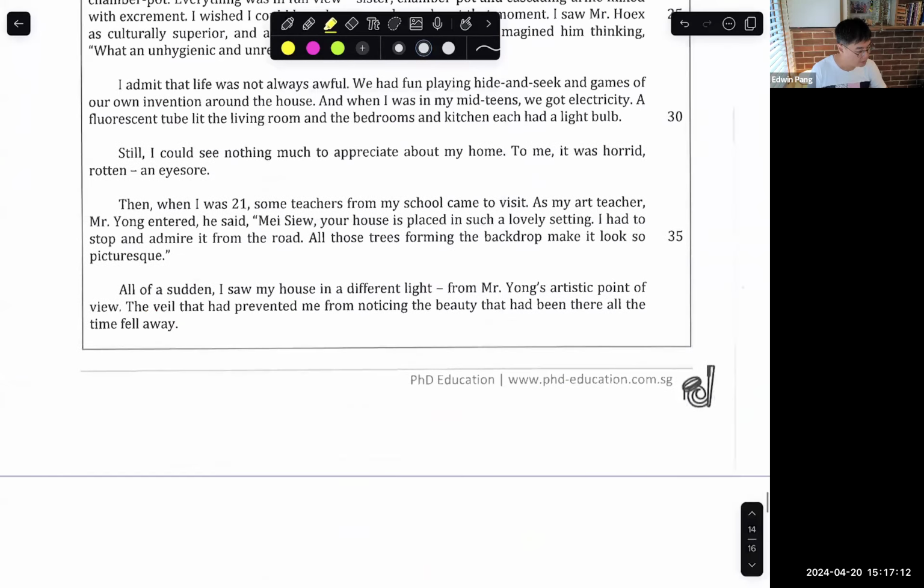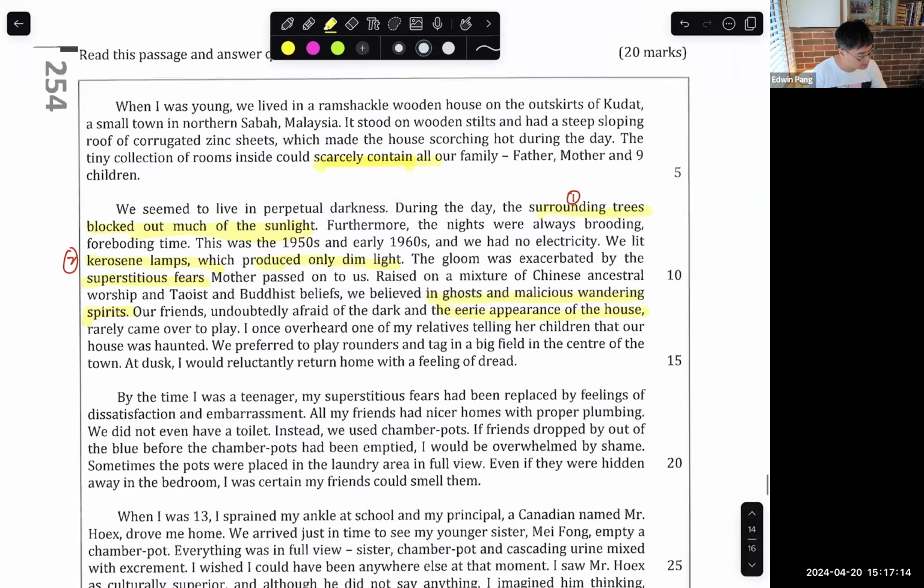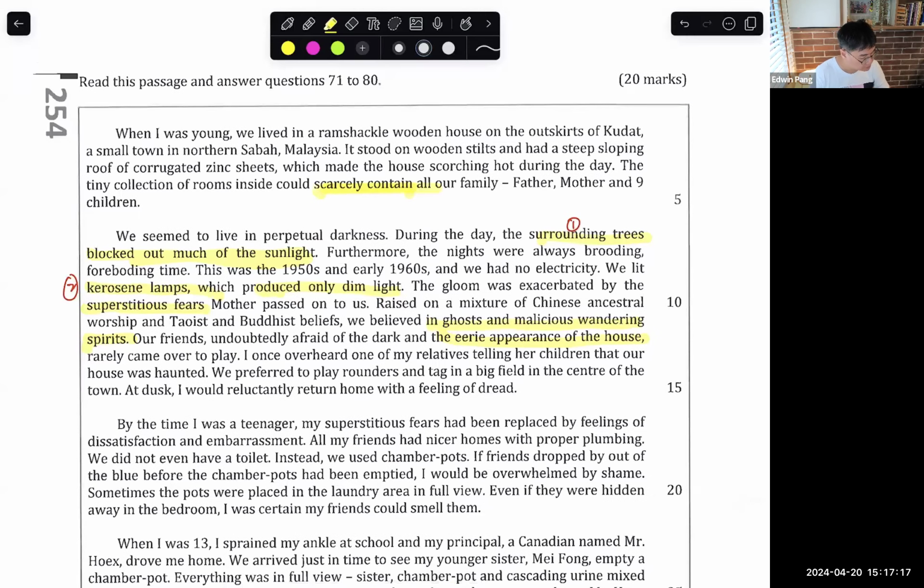If you copy this entire sentence here, where is it? The gloom was exacerbated by the superstitious fears mother passed on to us of ghosts and spirits. That one can, but you must copy the gloom was exacerbated by, because that connects the fear to the house, the gloom of the house. And then it's made worse by their fear of spirits or their superstitious fear of spirits.